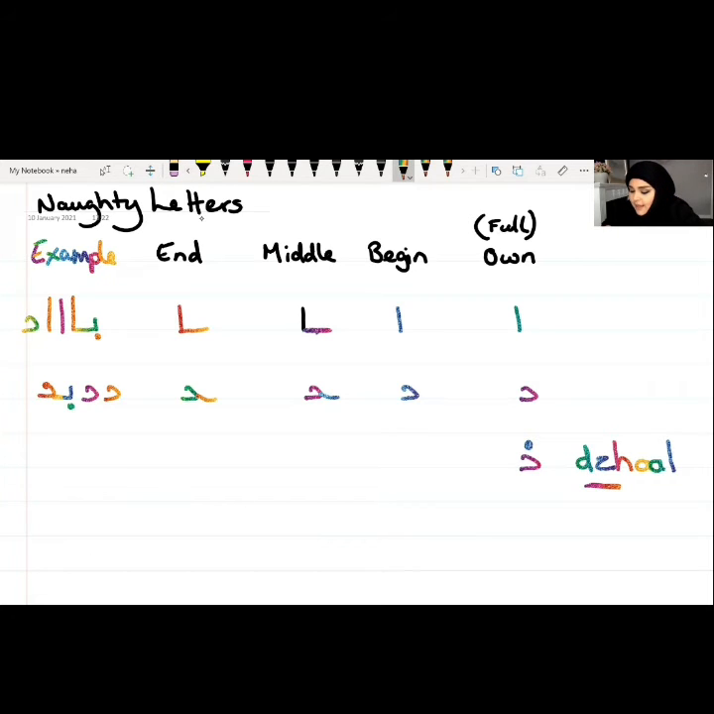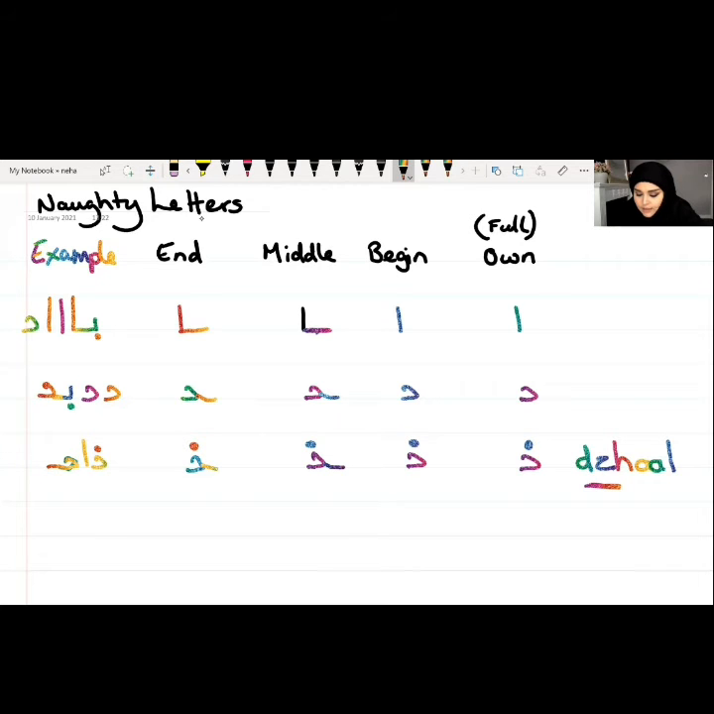Because they all have the same rule. They all connect one side and not on the other side. So here, dhal in the middle will have a connection. Dhal here will have a connection. So again, dhal with alif will not connect. Alif will not connect to ha. So I've got ha on its own.